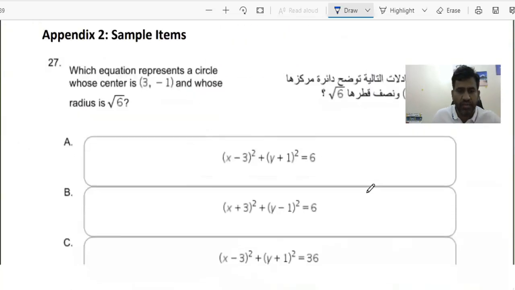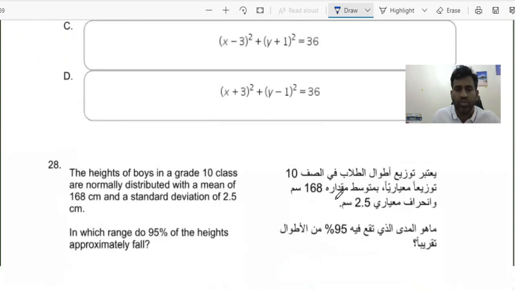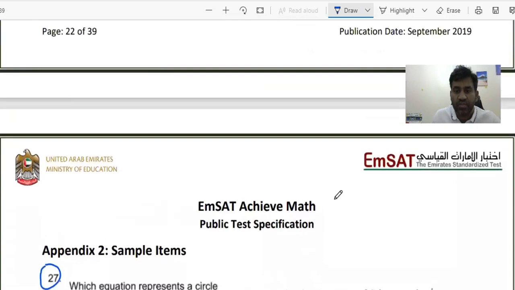Let's move to the next question, number 27. Which equation represents a circle whose center is (3, -1) and whose radius is root 6? This is something relevant with the equation of a circle. To answer this question, you must know what the equation of a circle is.